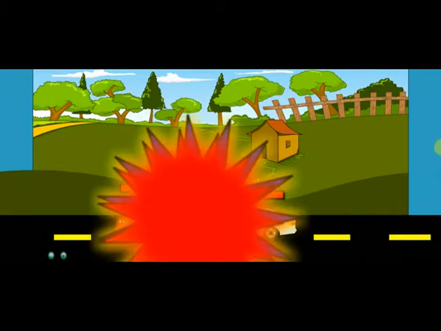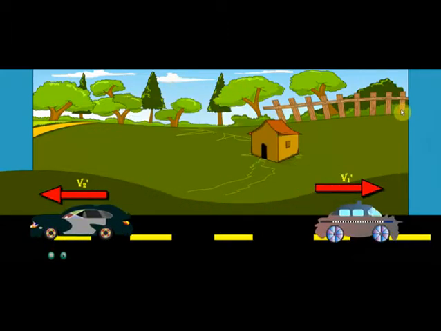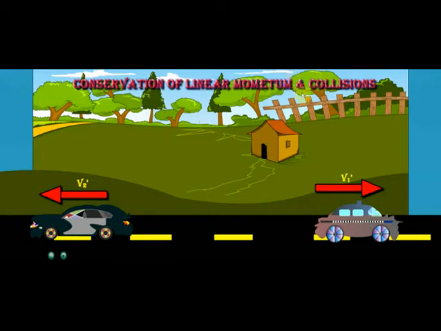Also, if a collision like this occurs, then how are the velocities redistributed after a collision? And how is it that the bodies are deformed after some collisions but not deformed after other collisions? We learn about all of these things in this chapter related to the conservation of linear momentum and collisions.